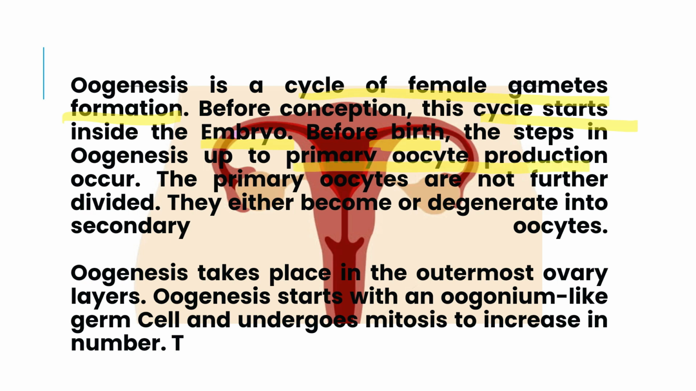The steps of oogenesis proceed up to the primary oocyte production, and these primary oocytes are not further divided. That means when a woman is in an embryo state there is a formation of the primary oocyte, but this primary oocyte is not going to divide further, it will arrest in that state only. They either become arrested or degenerate, and oogenesis takes place in the outermost ovary layer. Oogenesis starts with an oogonium-like germ cell and undergoes mitosis to increase the number.